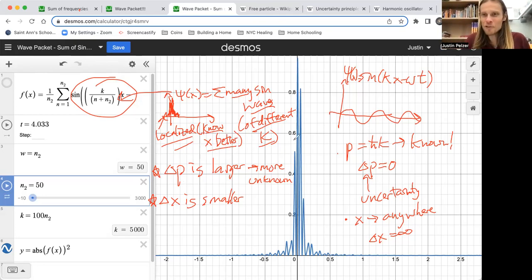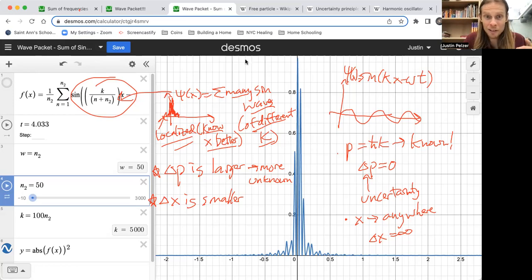So we can't ever know a particle's momentum and position at the same time. That's called the uncertainty principle. And this is pretty much the proof of it. You have to do a more general formula for how you do this, and you do a standard deviation, and you can show that as you localize a wave packet, you have to use different values of k.